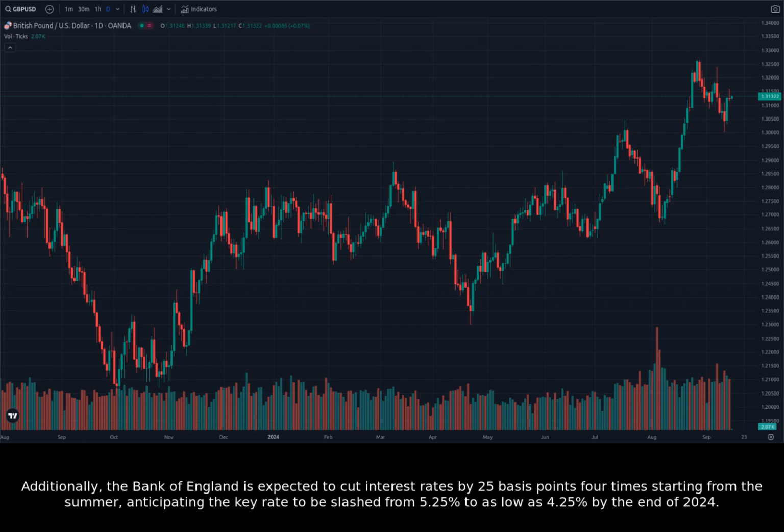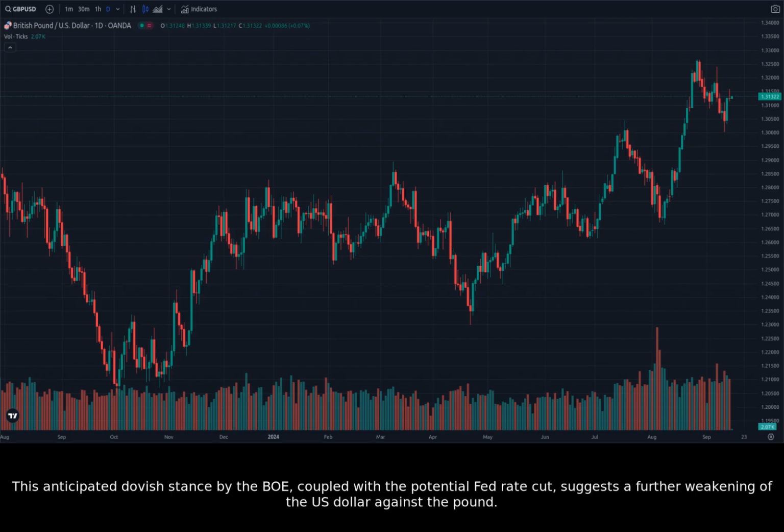Additionally, the Bank of England is expected to cut interest rates by 25 basis points 4 times starting from the summer, anticipating the key rate to be slashed from 5.25% to as low as 4.25% by the end of 2024. This anticipated dovish stance by the BOE, coupled with the potential Fed rate cut, suggests a further weakening of the US dollar against the pound.